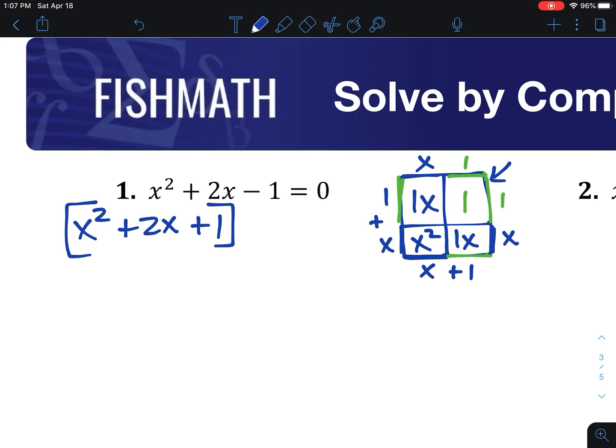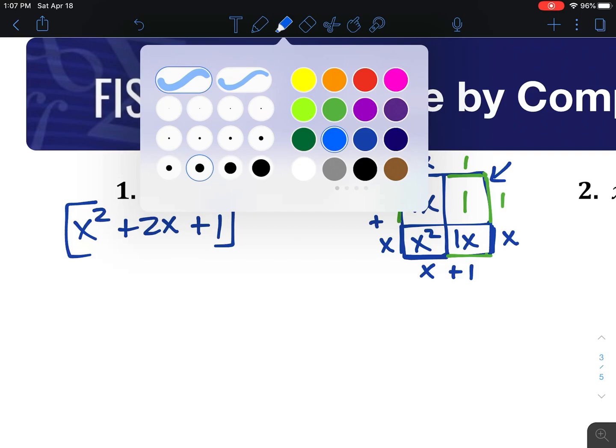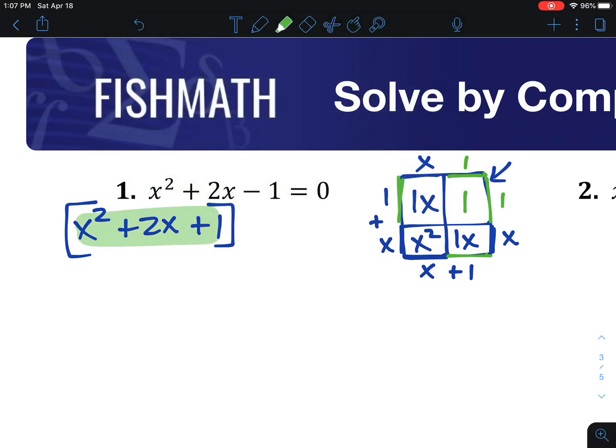So I'm going to write it in square brackets to show that was our square. Those are all the pieces. So these pieces here correspond with all of those area pieces put together over there. Hopefully that makes sense so far.